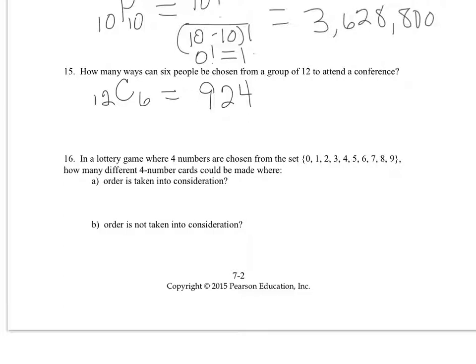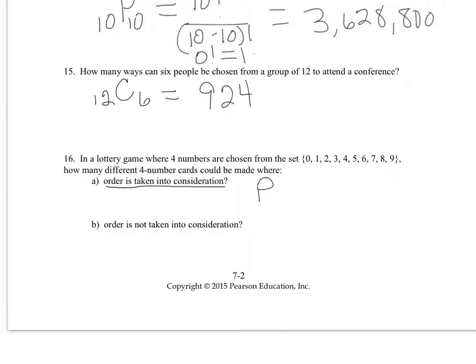All right, last example. In a lottery game where 4 numbers are chosen from the set of numbers from 0 to 9, how many different 4-number cards could be made where, first of all, order is taken into consideration? Now, if order is taken into consideration, does that mean order matters? The answer is yes. And when order matters, which is it, a permutation or a combination? It's a permutation. That's when order matters.